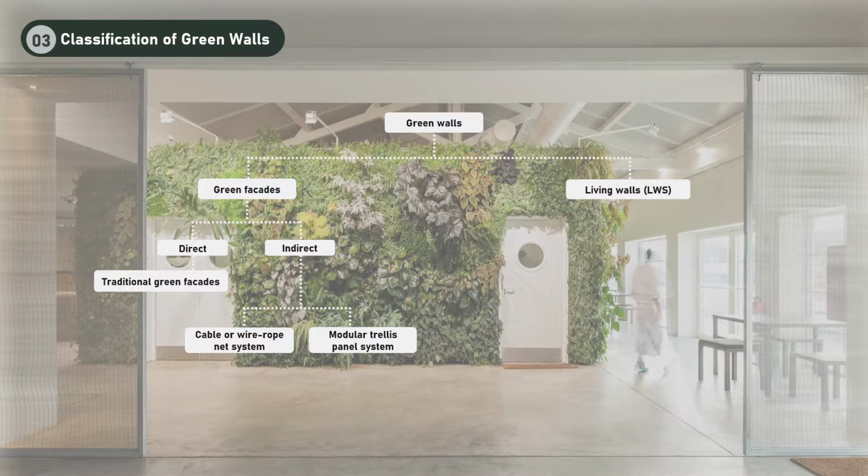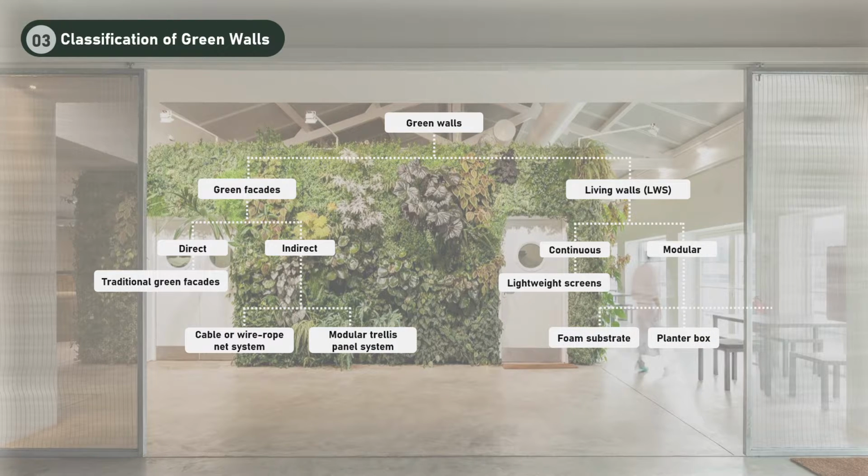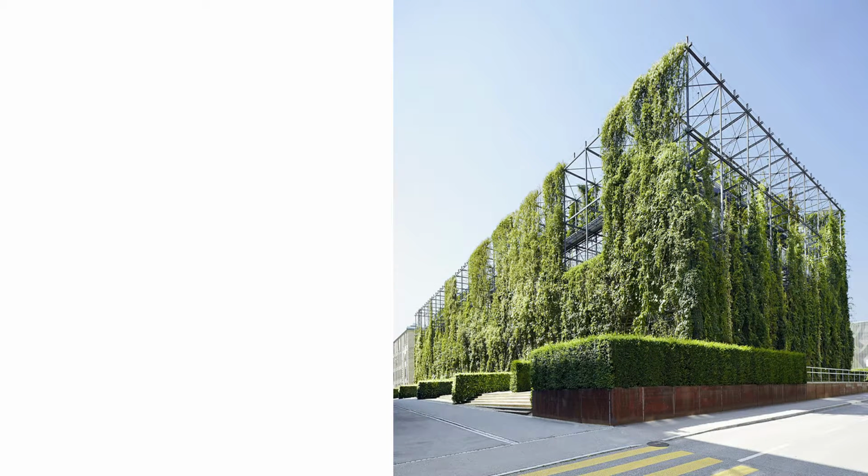So for the other system, living walls are a quite recent area of innovation in the field of wall cladding. It can be classified as continuous and modular. Under continuous, we have an example of lightweight screens, and in modular, we have foam substrate, planter box, and felt layer. So these three types are growth mediums for living walls. So now let us first discuss the first system, which is the green facade. So what are green facades?